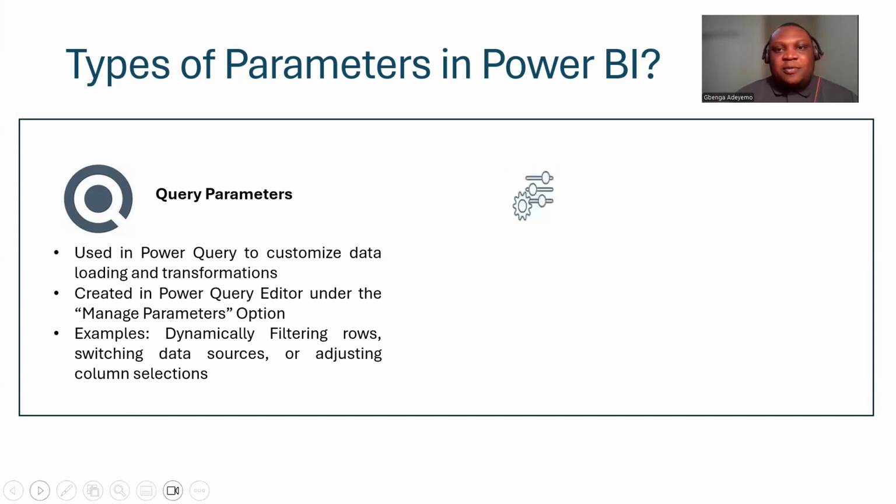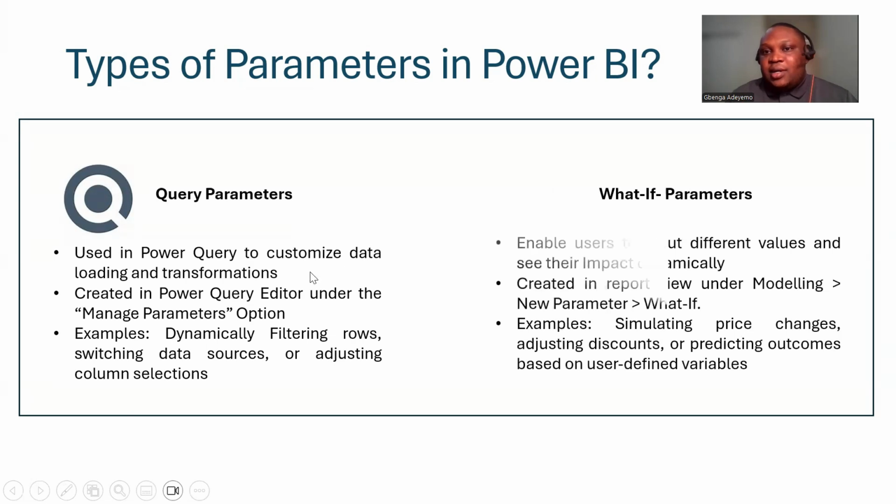Let's go ahead. Now, the second parameter type that we have in Power BI is what-if parameters. What-if parameters enable users to input different values and see their impact dynamically. That is, you can have a list of values, and we use those values to filter your visualizations to see what the numbers look like by the time you dynamically change your numbers.